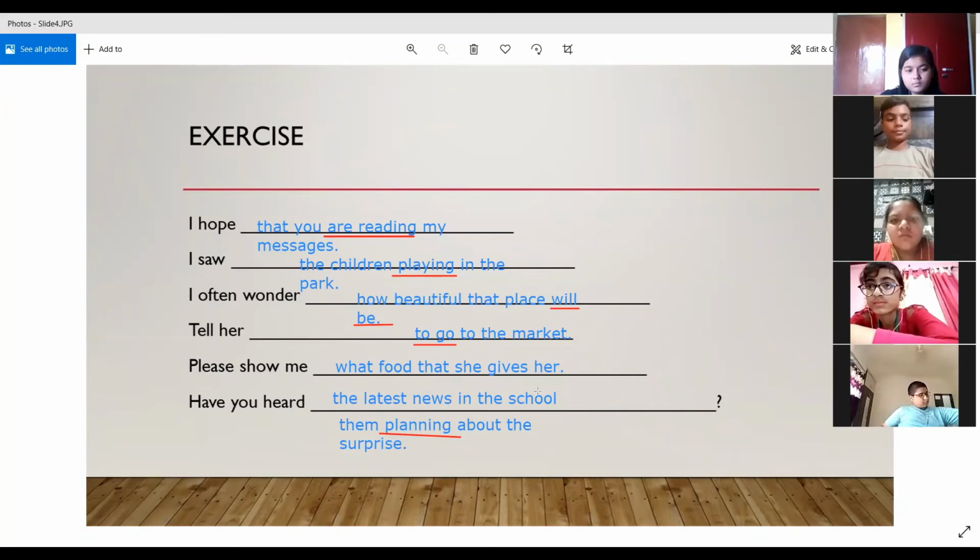This group of words is also acting as a noun, and this group of words is also acting as a noun. But the difference is over here, you will not find any verb present, but in this case, you will find that planning is present over here. So only this one will be considered as a noun clause. But this one will be considered as a noun phrase. What have you heard? Have you heard the latest news of the school? So this is acting as a noun. The same is with the second case. It is also acting as a noun. But the difference is that in the first one, verb is not present. In the second one, verb is present.